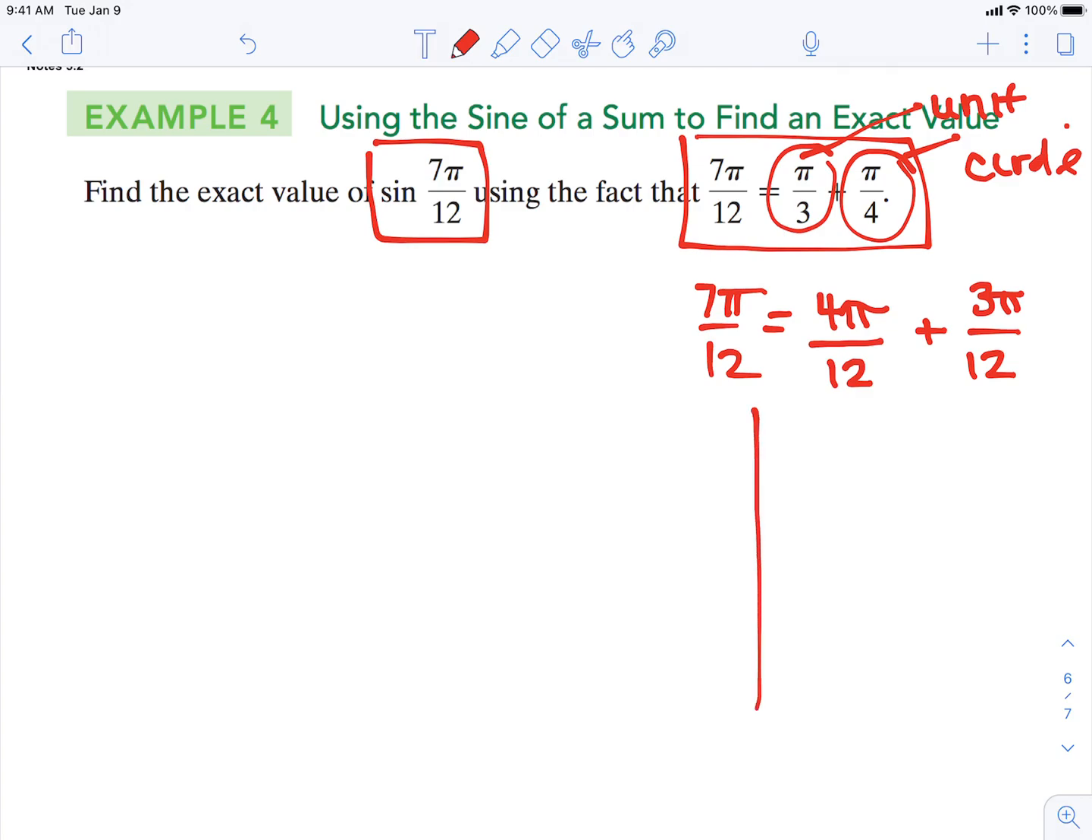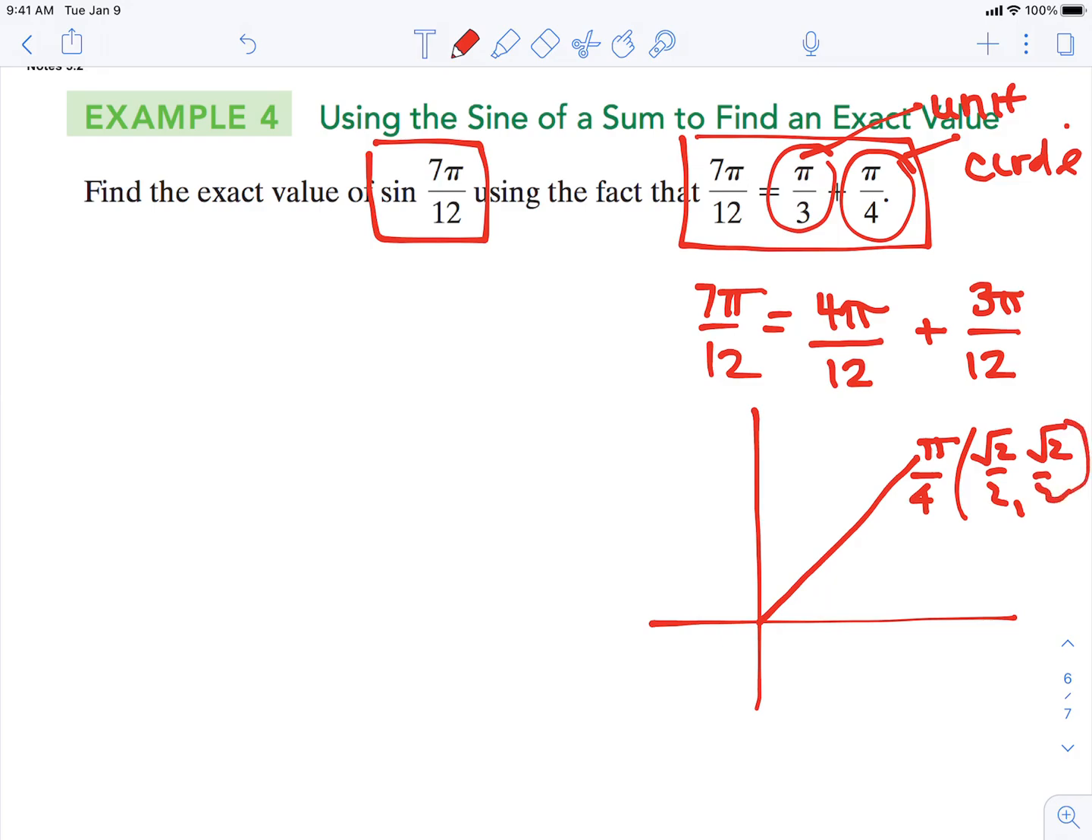Now, these two angles, pi over 3 and pi over 4, are both on the unit circle. So I'm going to create my unit circle first quadrant. Here would be pi over 4. It has the ordered pair, square root of 2 over 2, comma square root of 2 over 2. Pi over 3, exactly 60 degrees, has the ordered pair 1/2, square root of 3 over 2.